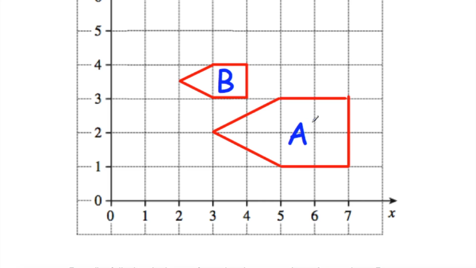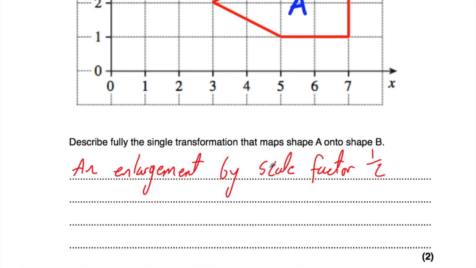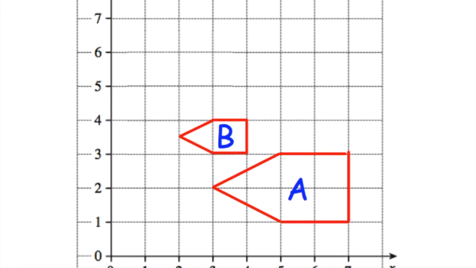A has been enlarged by a scale factor of a half. So the scale factor of enlargement is a half, and then we just need to say where the center is. So I've said that it's been enlarged by a scale factor of a half. We're using center of enlargement, so let's find where the center of enlargement would be.